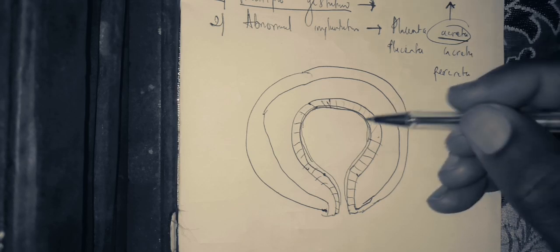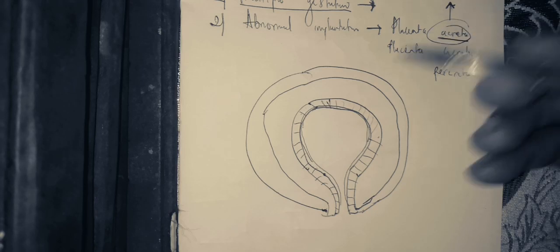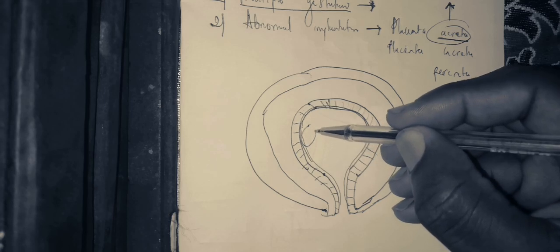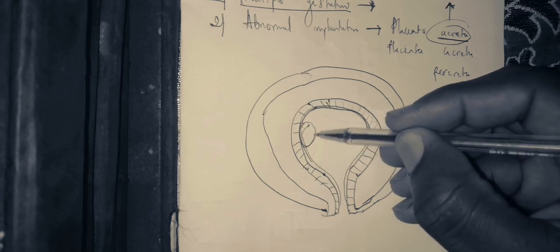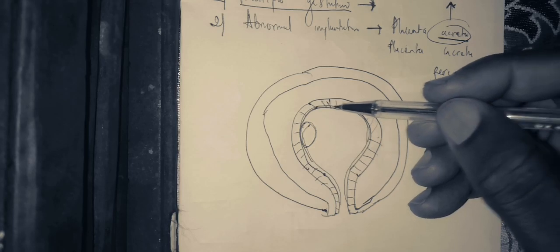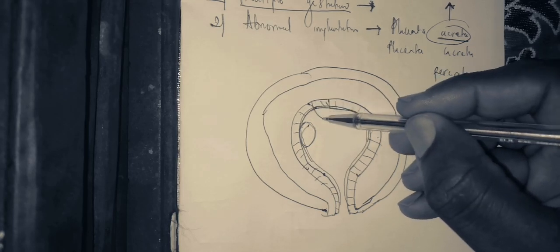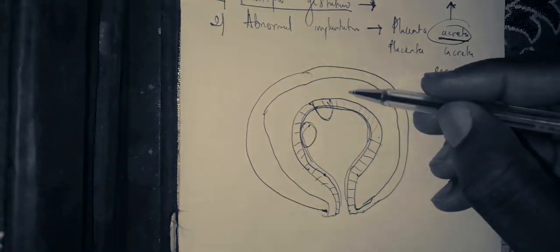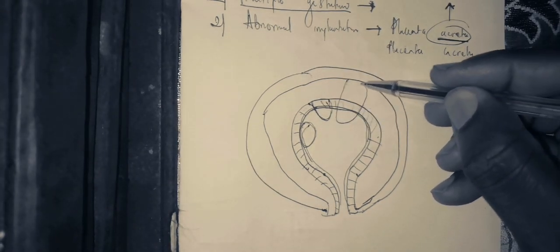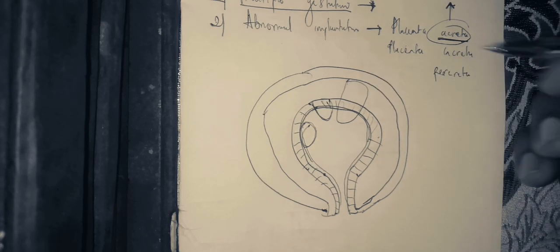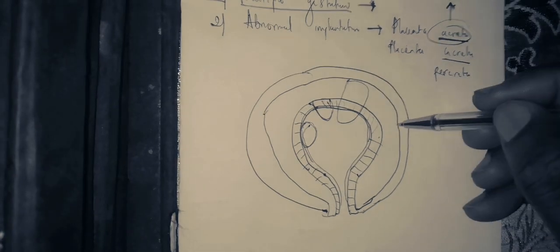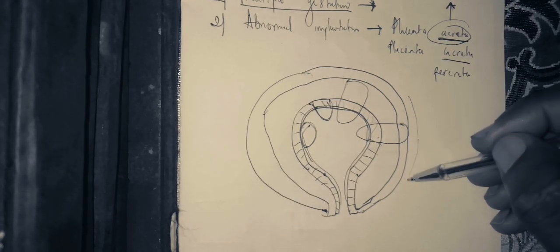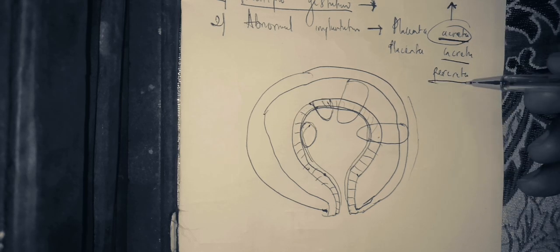Are you understanding? So now the placenta, normally, has to implant at the level of the stratum functionalis only. Is it clear? When the placenta implants up to the stratum basalis, it is called placenta accreta. When it implants up to the myometrium, it is called placenta increta. And when it implants up to the serosa and even the overlying structures of the peritoneum, it is called placenta percreta.